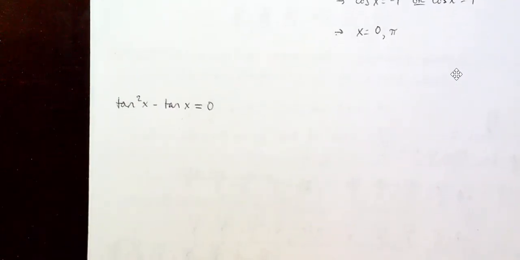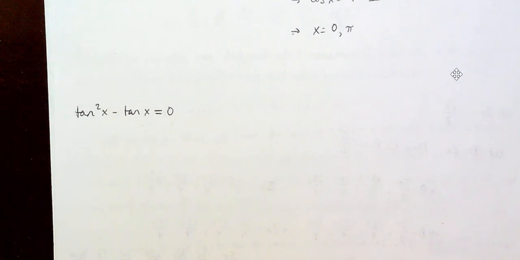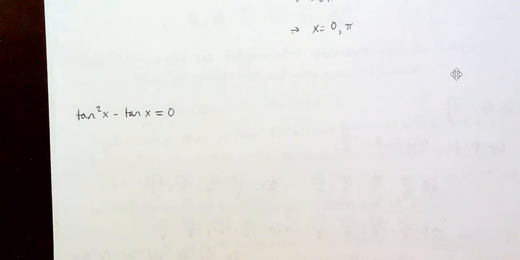I'm going to challenge you guys on this one. Try to solve this one on your own. Try to solve tan squared x minus tan x is equal to 0. So pause the video here, try to solve it. Once you come up with the answer, press play, and we'll see if you were correct. Once again, we want all solutions greater than or equal to 0 and strictly less than 2 pi.